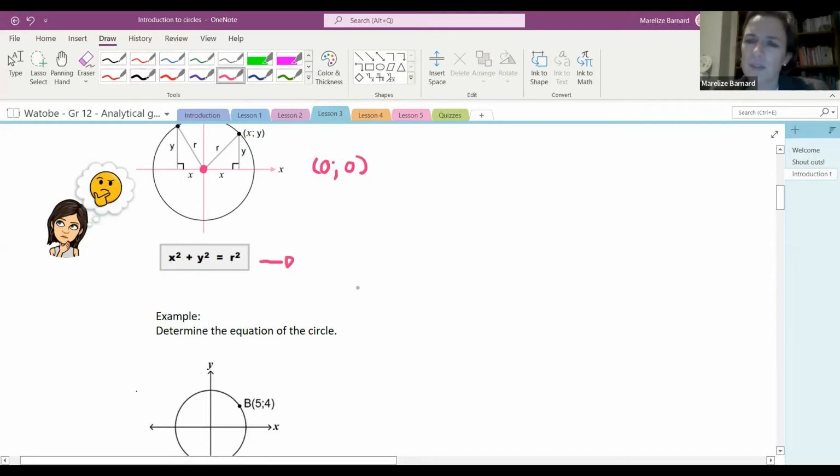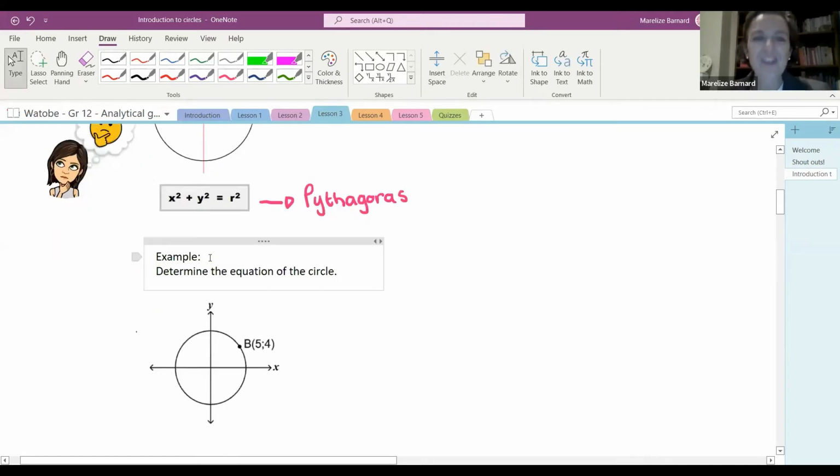How does this look familiar? Does it look familiar to anyone? What does it remind you of? Where have you seen something like this? Well done, Relebogile. Yes, that is Pythagoras. Okay, and that's basically what we can use to calculate the equation of the circle.